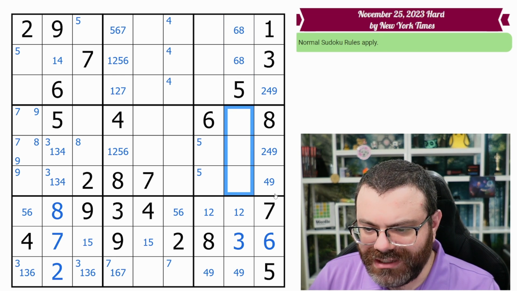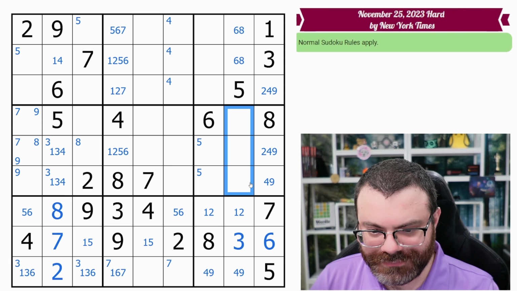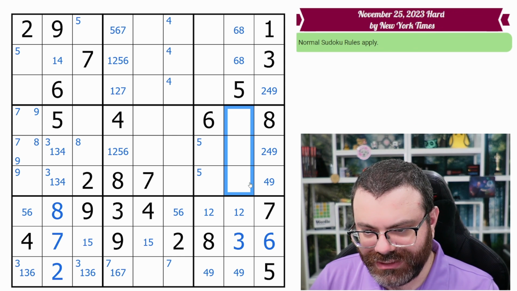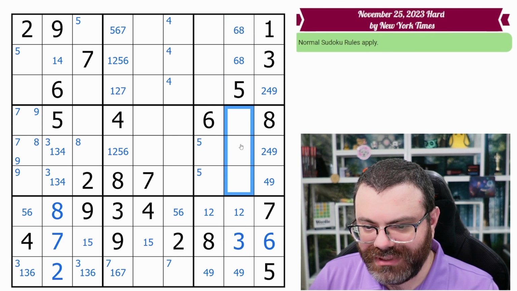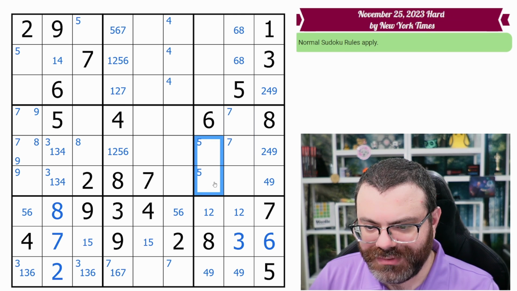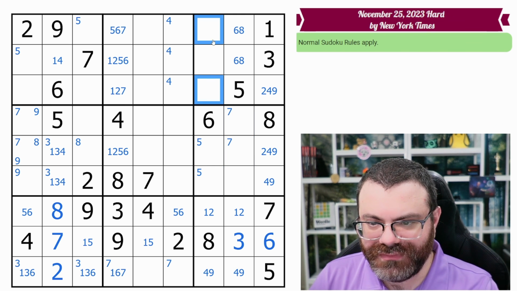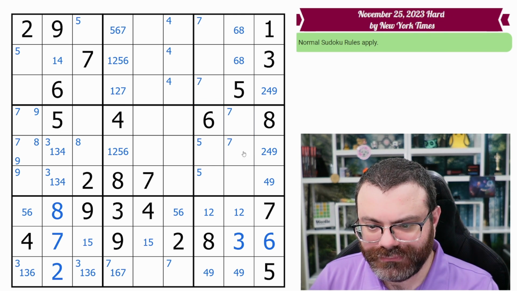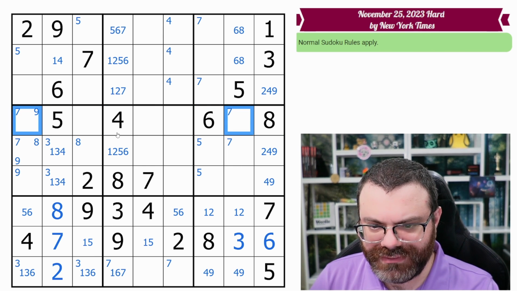So let's think about the rest of this column. We need 1, 2, 4, 7, 9. 7, I guess. That might be interesting. So 7 in this column is now limited just to these 2 cells, which means these can't be 7. So 7 is actually in one of these 2 in this box. 7 is almost interesting in this row. There's 2 places for 7.